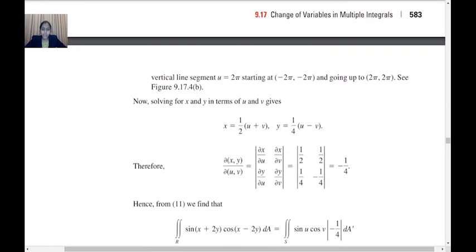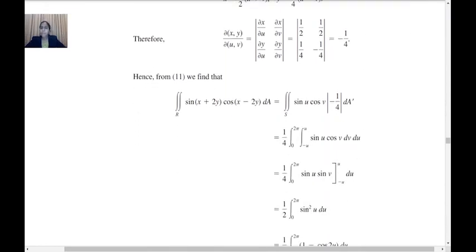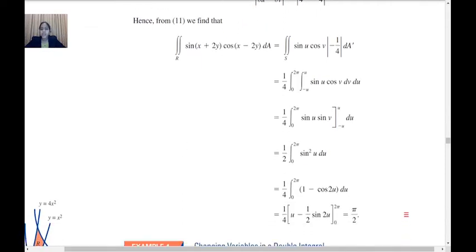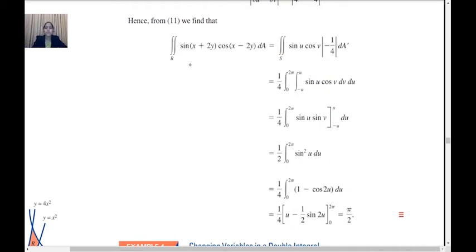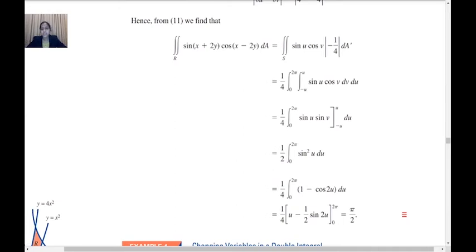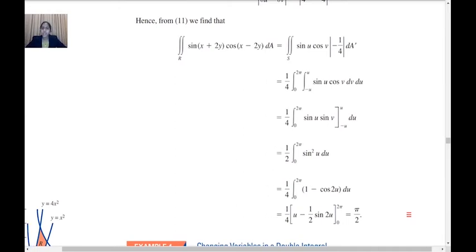So the integral will become much more simple because sin u is constant. So we have sin v, which is varying from -u to u, so that gives sin²u, and 1/2 into the integral from 0 to 2π of sin²u. Sin²u we can convert to (1 - cos 2u) and integrating, we get the answer equal to π/2. Now this is simple to evaluate when we have made the substitution. If it was of the original form, it wouldn't have been as easy to evaluate the integral.